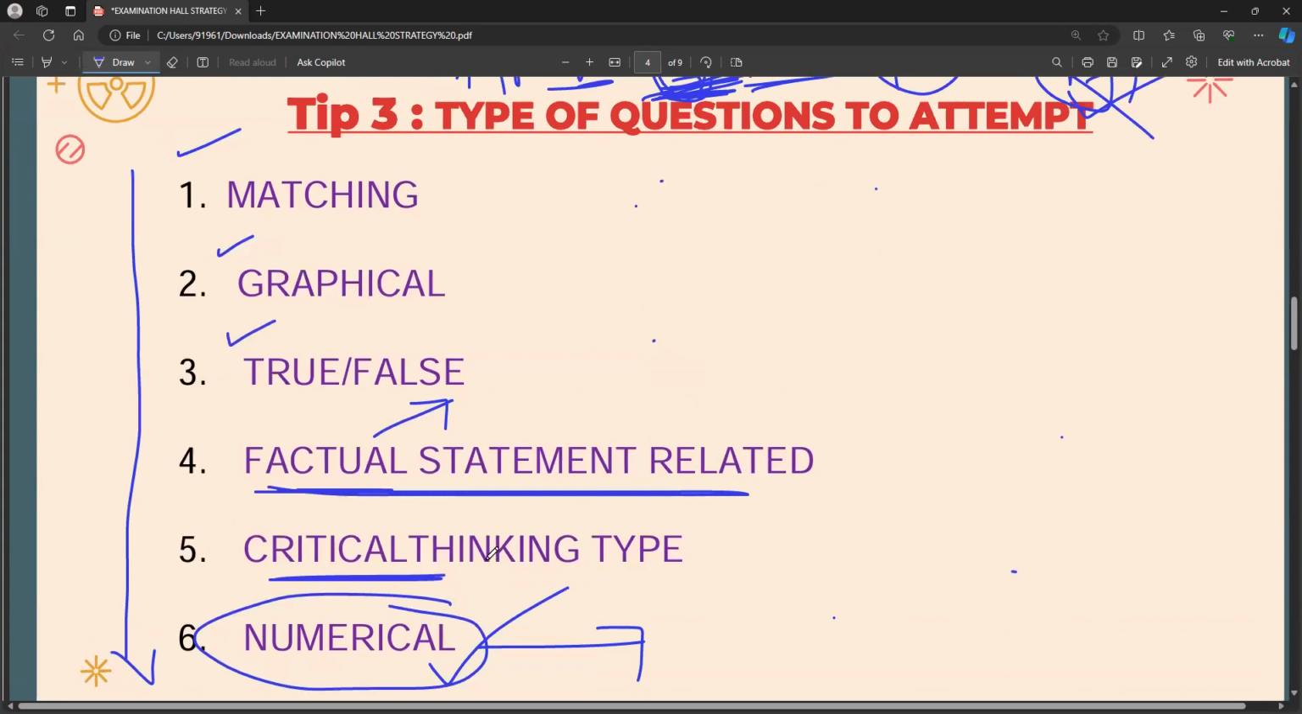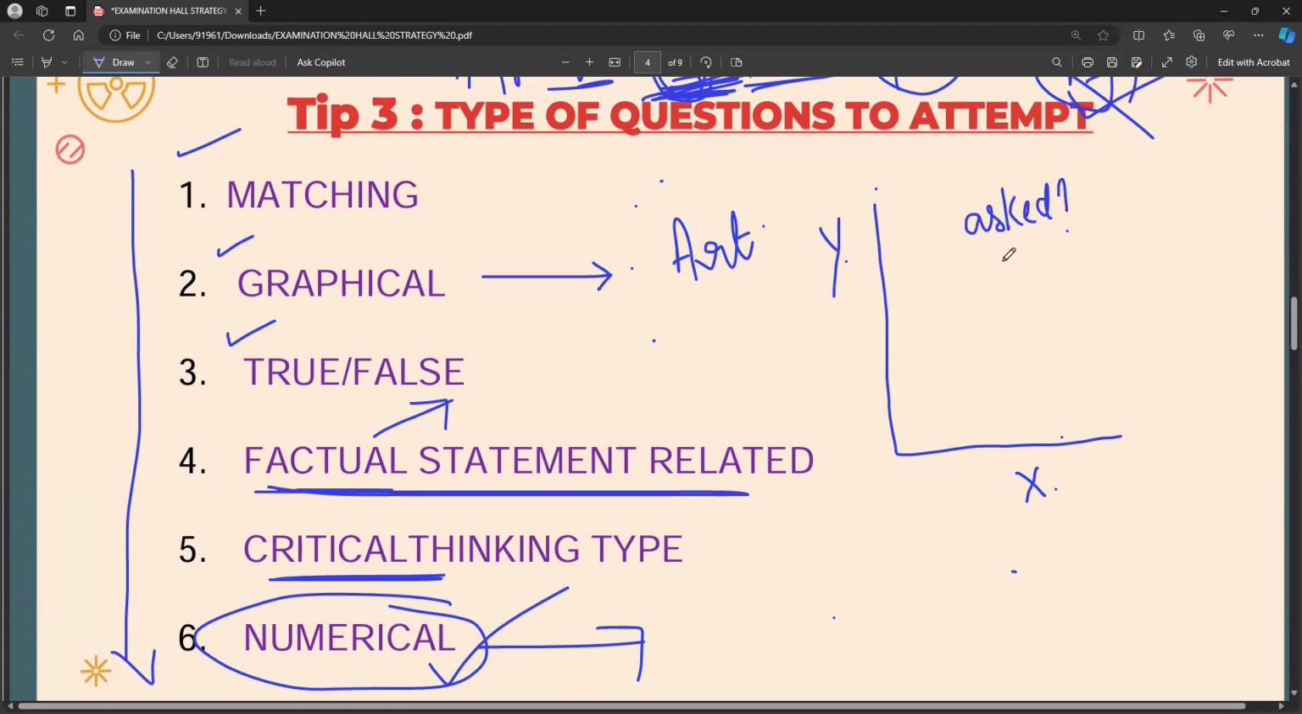Do not get confused. Then, friends, another very important one is the graphical. How to answer the graphical? Whether you believe my words or not, answering graphical is really an art. You have to understand 4 simple things. First, what is given on the x-axis? Second, what is given on the y-axis? The third point is very important: what is asked?